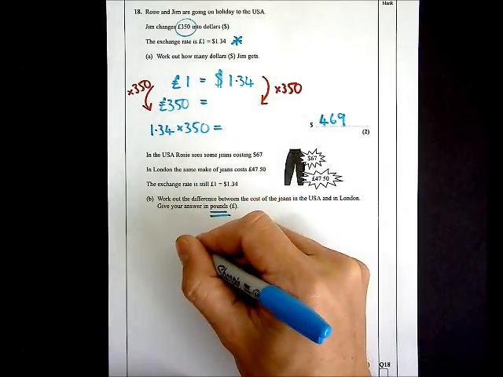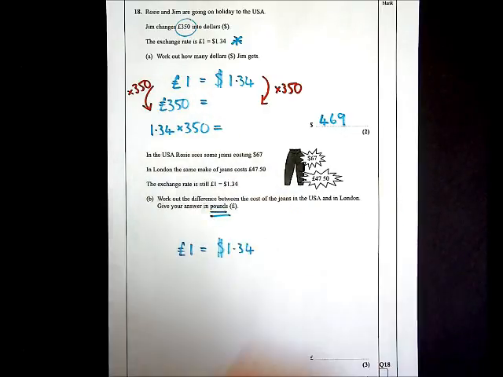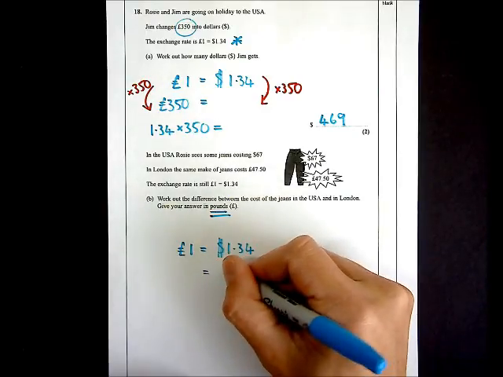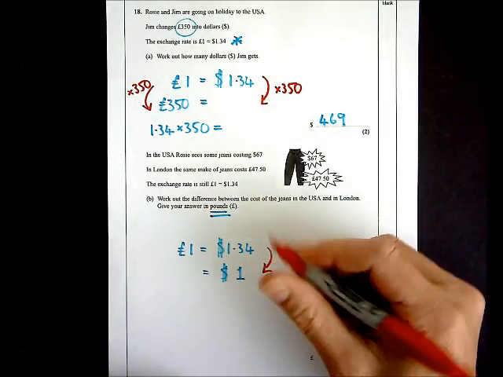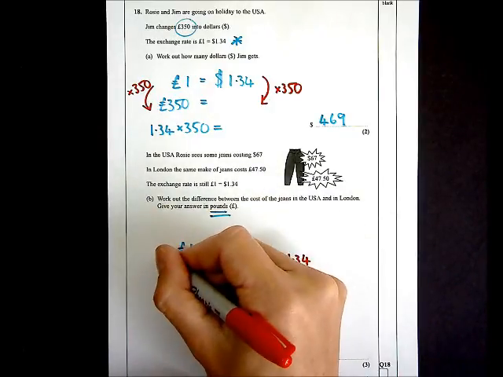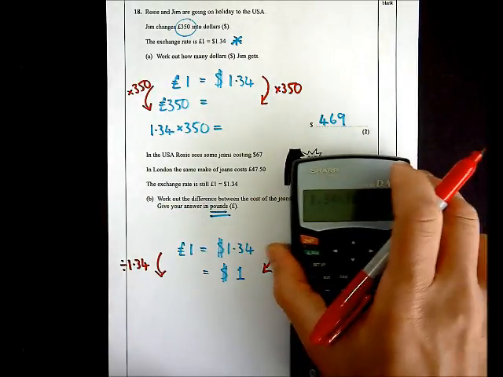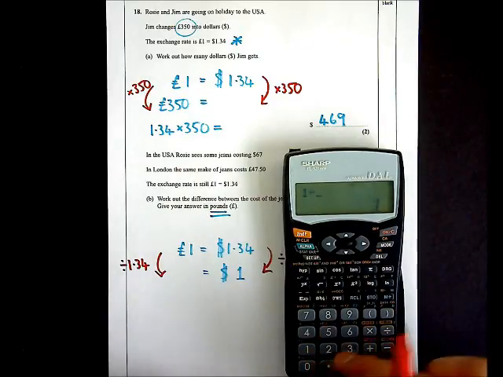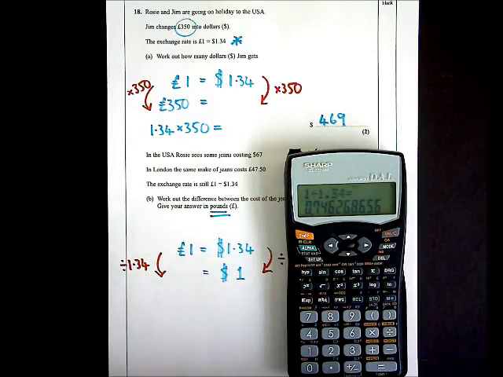So I'm going to write my exchange rate of £1 is equal to $1.34 still. And I'm going to try and find out what the exchange rate is in terms of what $1 is worth. And to do that, I'm going to have to divide this number by itself. So I'm going to divide by 1.34, in which case I would divide this side by 1.34. Now if I did that on my calculator, I would get that 1 divided by 1.34 is a rather long number. So I'm not going to write that down. It is 0.746268656, and that is what $1 is worth in pounds.